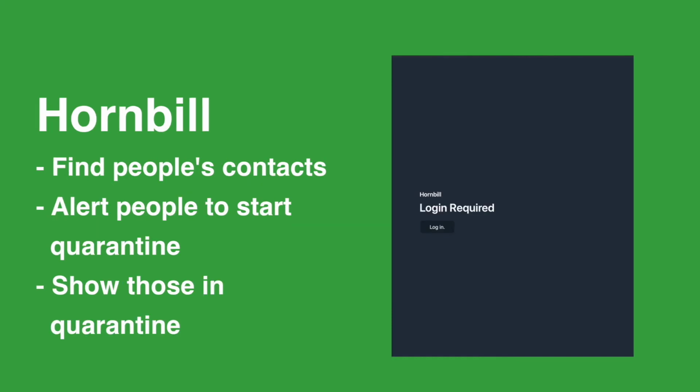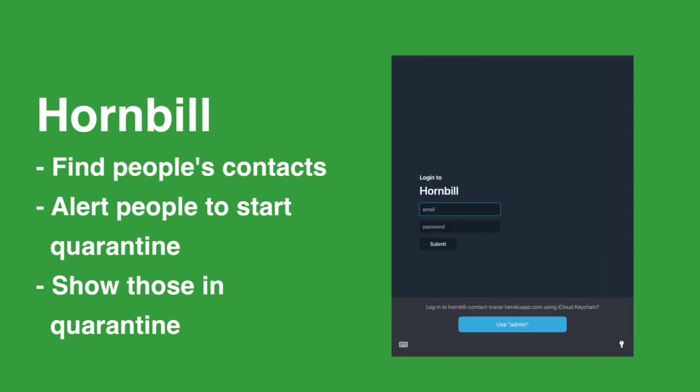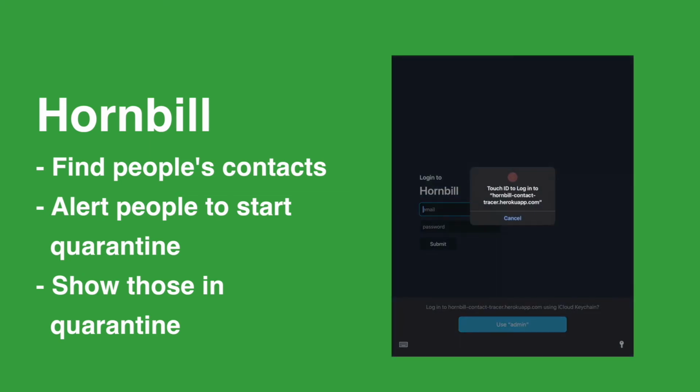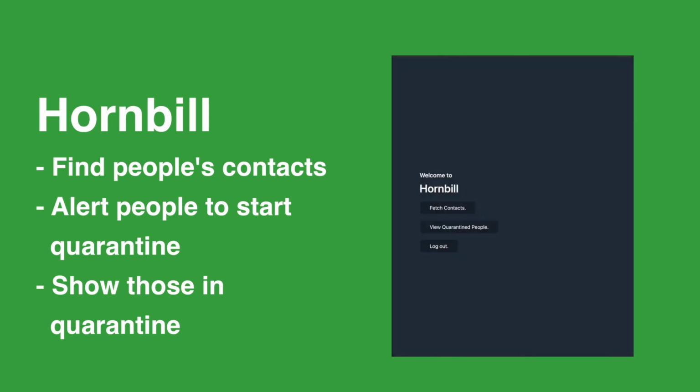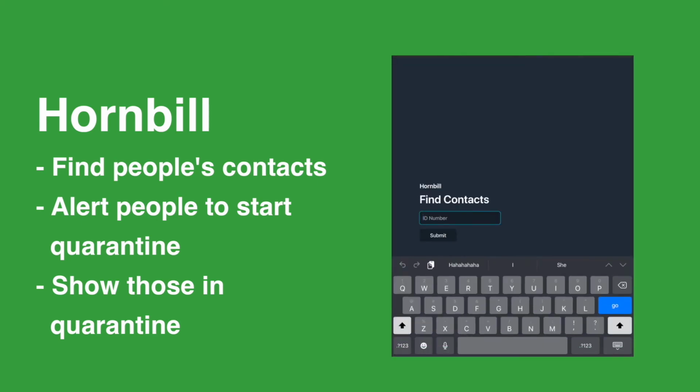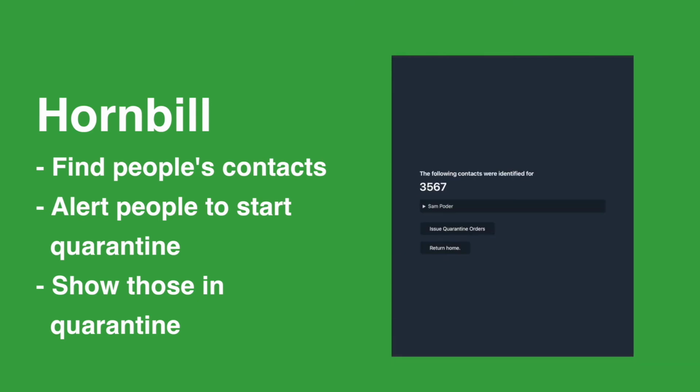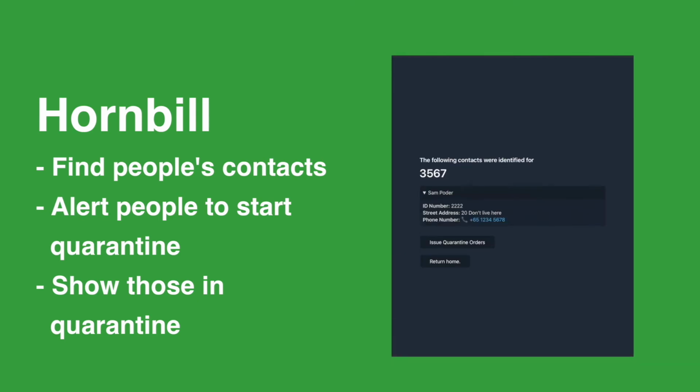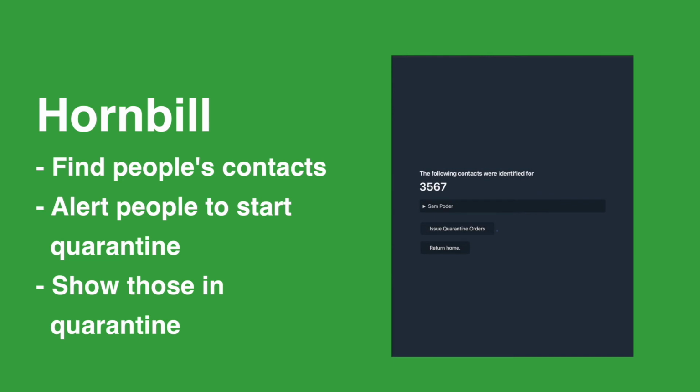And then next up is Hornbill, which is how we find people's contacts. So you can see, just logging in, and then you can click Fetch Contacts, and then type in an ID number, and it'll fetch all the contacts for you. So you can do that, and then you can click Issue Quarantine Orders, and it'll send a text message to them saying they are required to stay at home for 14 days as part of quarantine.